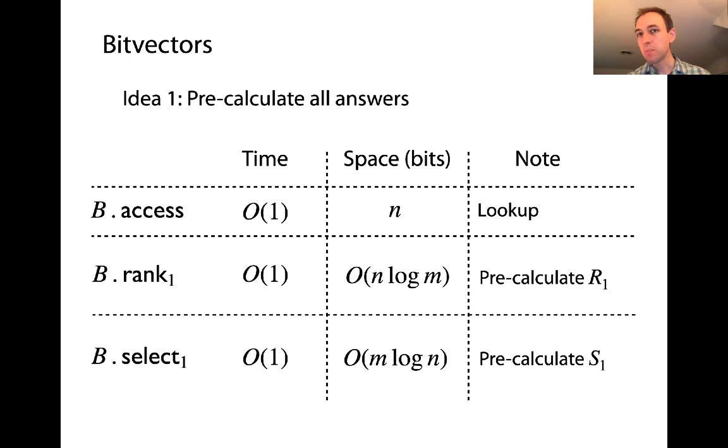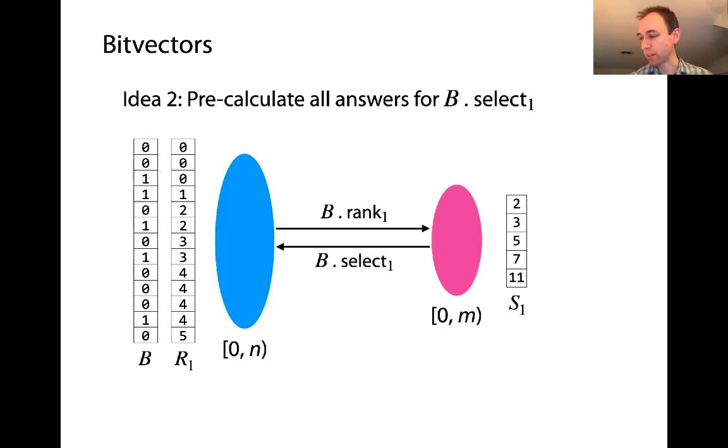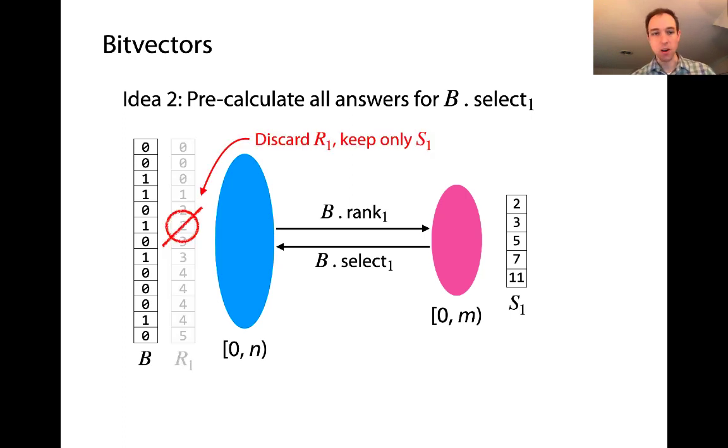So we'd like to be able to do it in less space. Here's my first suggestion for how we can do it in less space, and it's actually a fairly practical suggestion if your bit vector is very sparse. Here again is the picture with our r sub 1 and s sub 1 arrays. I would suggest let's just get rid of the r sub 1 array and just keep the s sub 1 array.